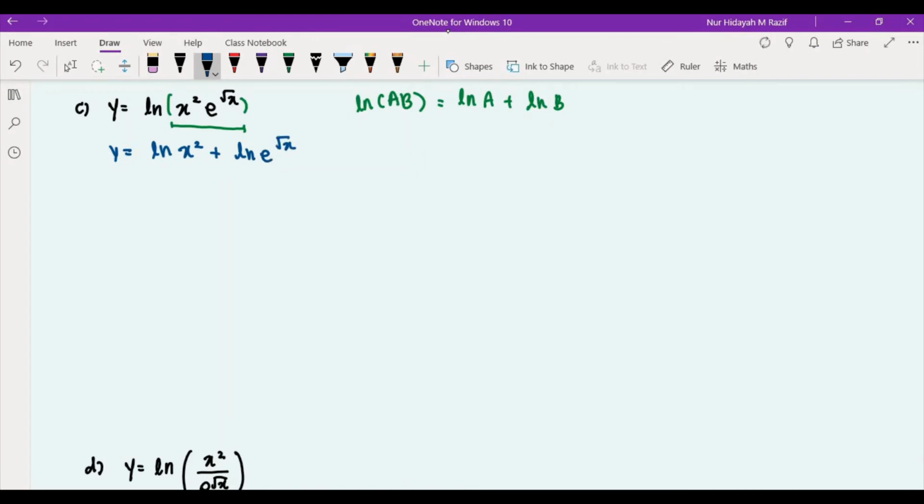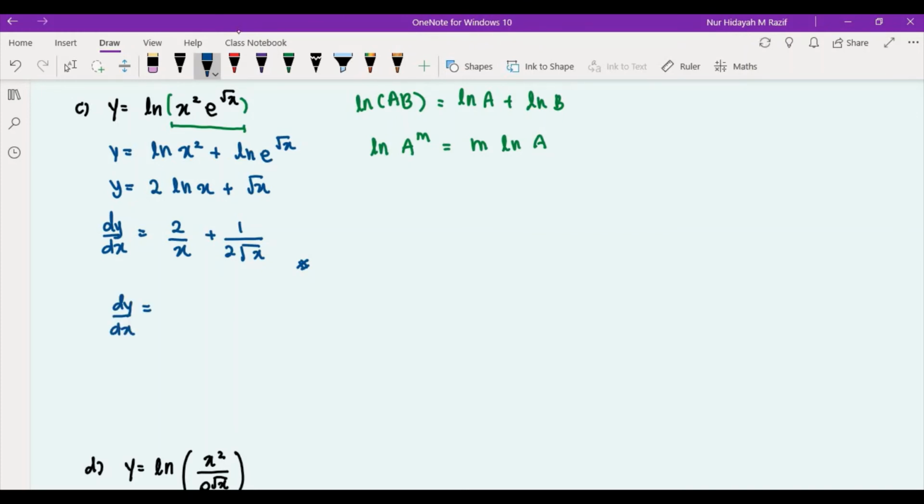e power of square root of x. So if you recall, we have another law of logarithm which says if you have ln a power of m, we can rewrite that as m times ln a, and hence I can rewrite this as y is equal to 2 ln x plus square root of x, because ln e, the value is 1, and then we just differentiate all of those with respect to x, giving me dy/dx is equal to 2 over x plus 1 over 2 square root of x, because that is the derivative for square root of x. After that, we are going to just leave it at that if you don't want to equate the denominator, or the answer for dy/dx will be 4 plus square root of x divided by 2x.